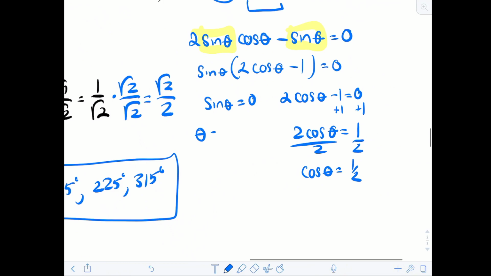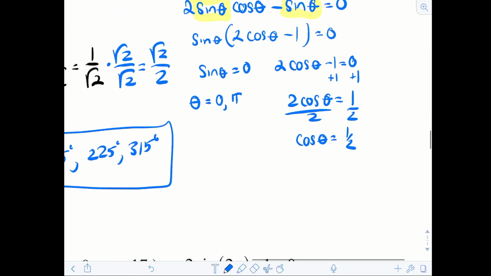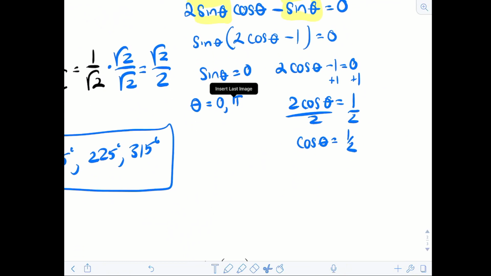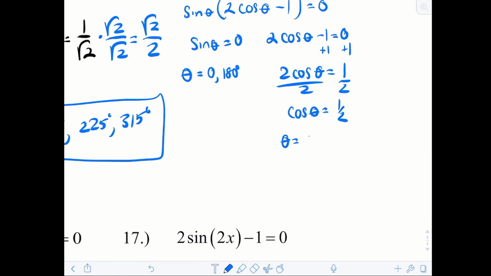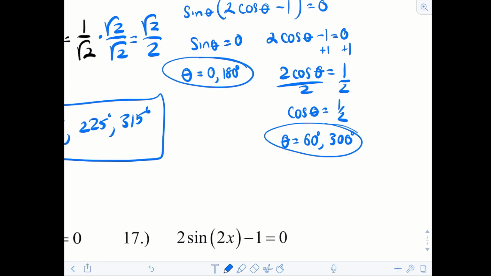Now, over here, where is sine equal to 0? Well, that would be 0 and pi. Well, excuse me, this is going to be in terms of degrees. So 180 degrees. Now, when is cosine equal to 1/2? That would be 60 degrees and 300 degrees. So those are those values.